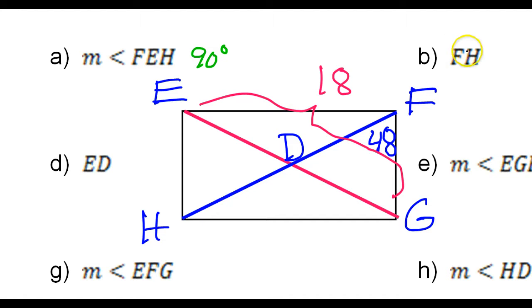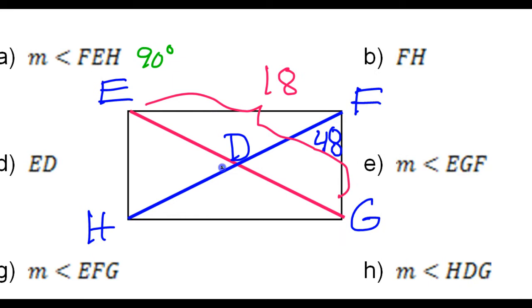Then B says FH. What is the length of FH going to be? The blue diagonal here. It's got to be 18. The red diagonal is 18, so the blue diagonal is 18. That's the special property of a rectangle, that the diagonals are congruent. That's not true for any random parallelogram, just rectangles.